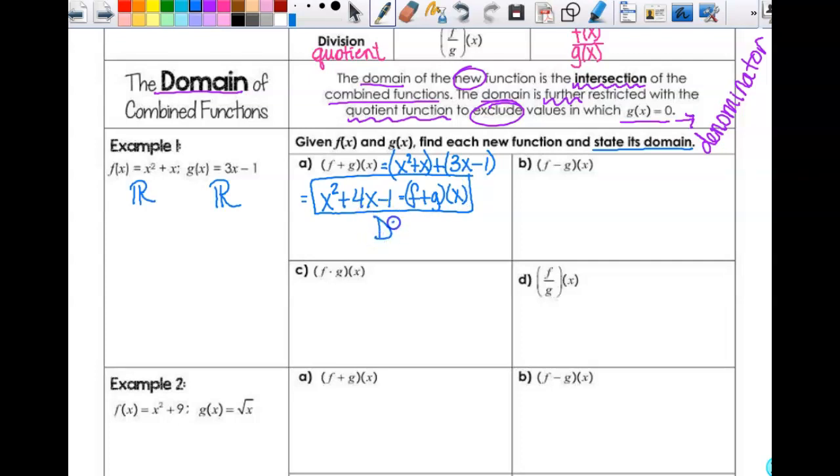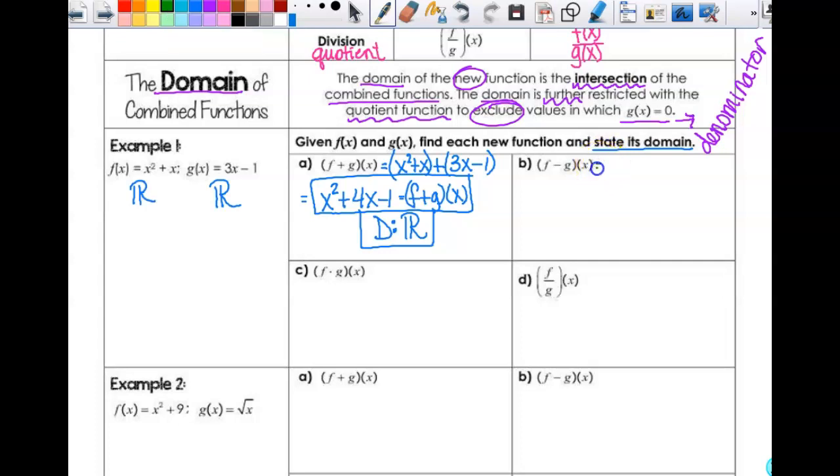So there is the new function, and then I have to state the domain. And for this, we're going to do the domain in set notation because it makes a little bit more sense here. So the domain here is all real numbers because it's the intersection of these two, which makes it all real numbers. Right? So then we subtract f minus g of x.